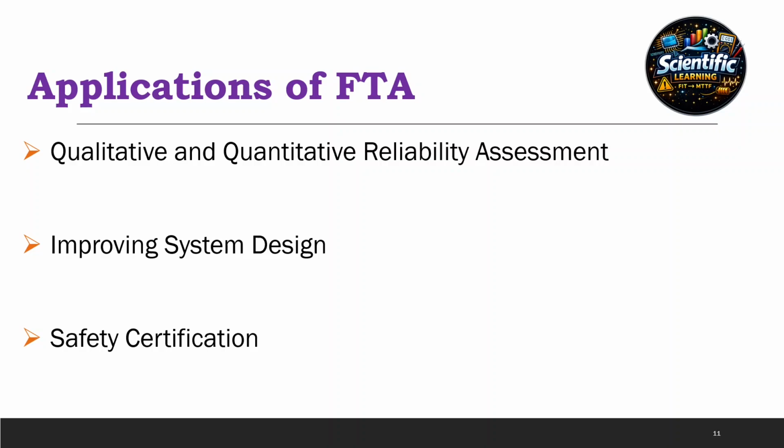Where is FTA used? It is used in both qualitative and quantitative reliability assessment as discussed earlier. It is used to improve system design, wherein it is used during the early design phase to identify single points of failure. For critical systems such as in nuclear, avionics, etc., single points of failure are not acceptable and thus are eliminated by employing redundancy even before a product is built. So this is how FTA helps in design improvement.